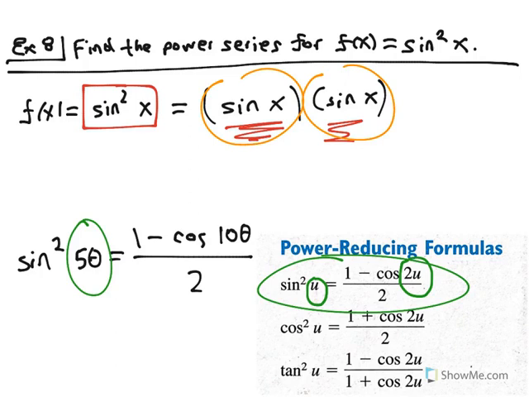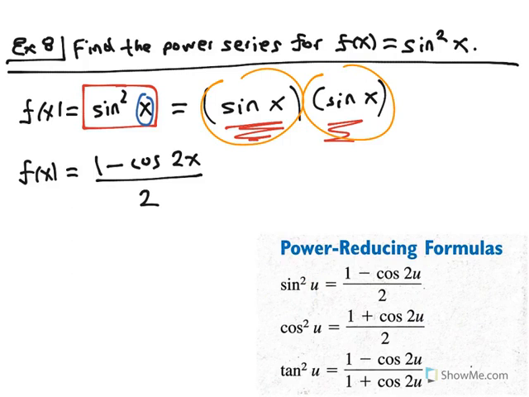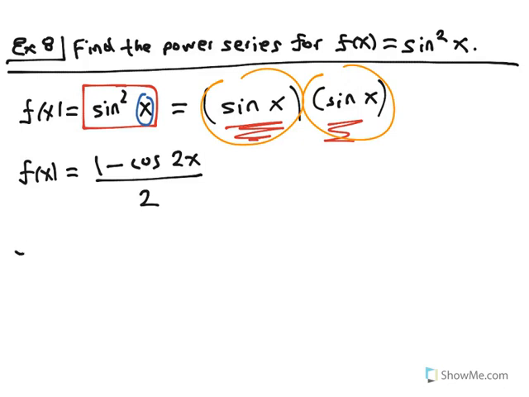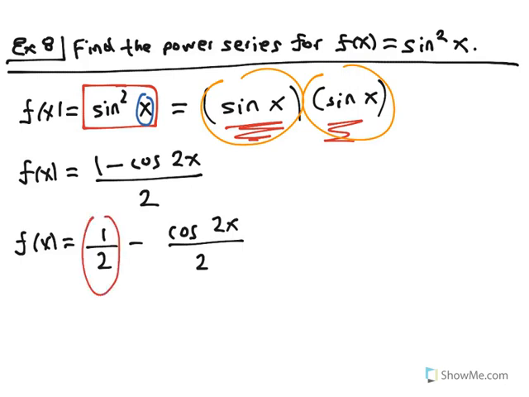So in our case, we just have x. So we will have 1 minus cosine of 2 times x over 2. And of course, this is equivalent to sine squared x because we use the power reducing formula, which is a trig identity. So what can we do with 1 minus cosine 2x over 2? We can write it as 1 over 2 minus cosine of 2x over 2. 1/2 is just a constant, and then you have cosine of 2x over 2.